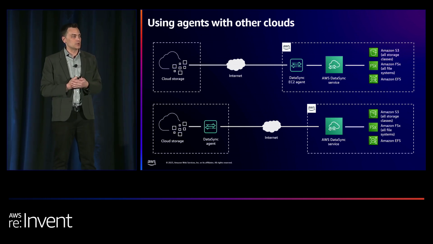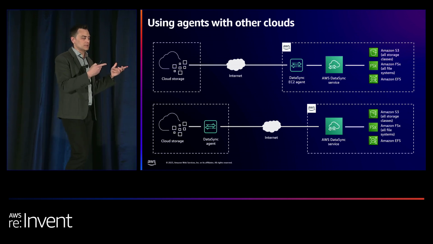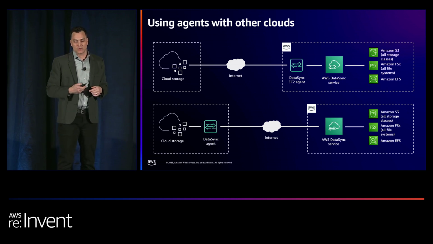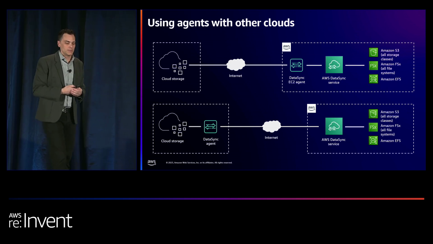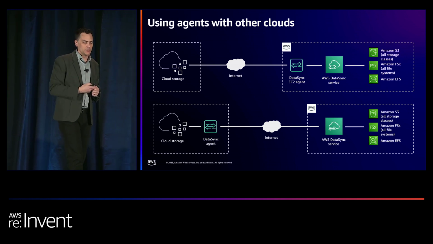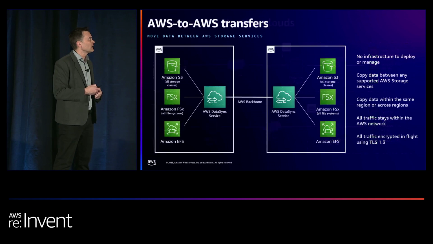And I mentioned that customer who was copying a petabyte of data. That was actually from another cloud, and they were scaling up those EC2 agents, which is a kind of a performance optimization that I'll talk about later. But you have these two options when you're using agents with other clouds.